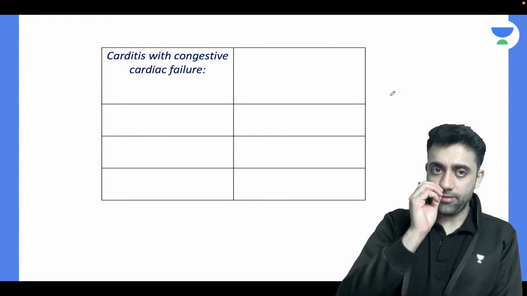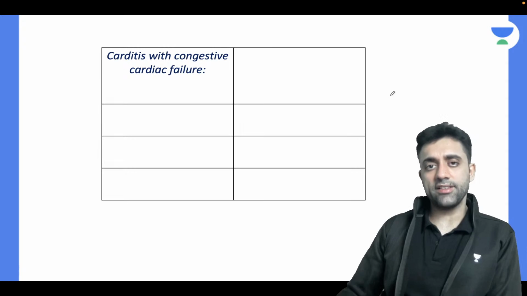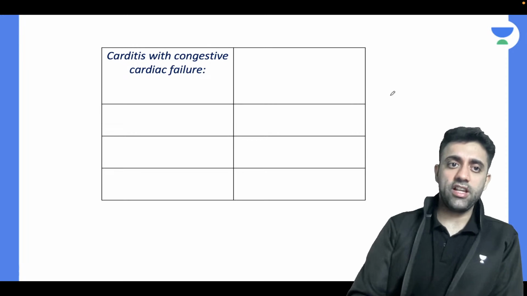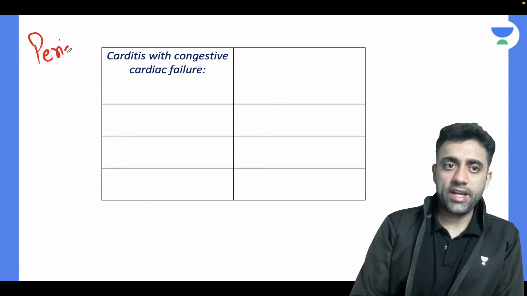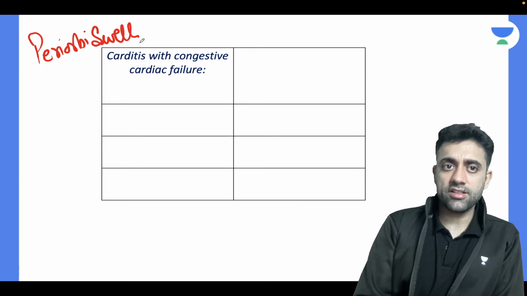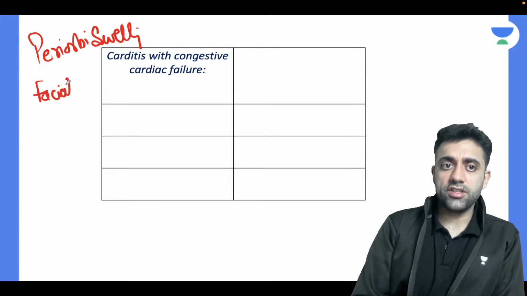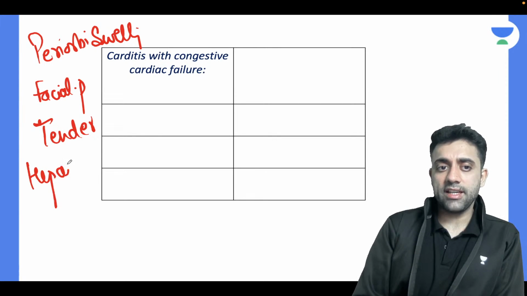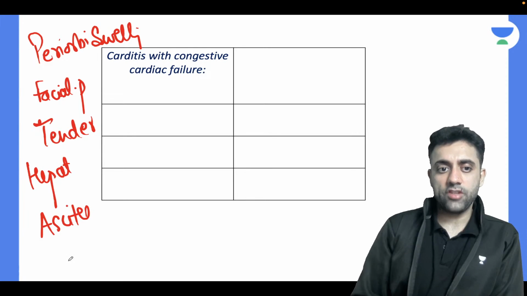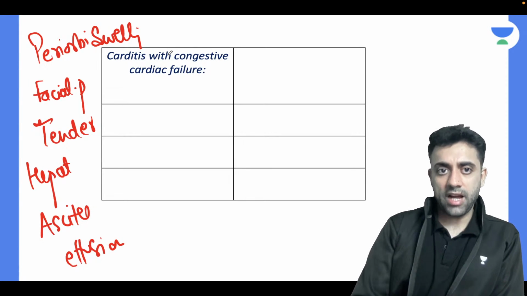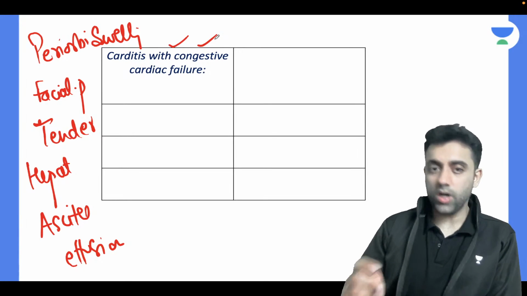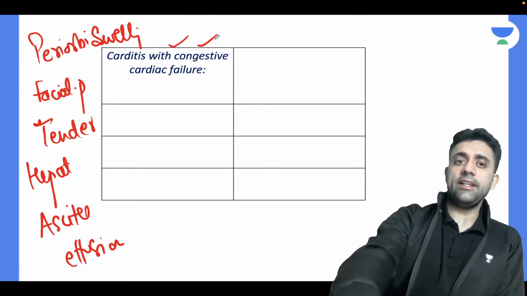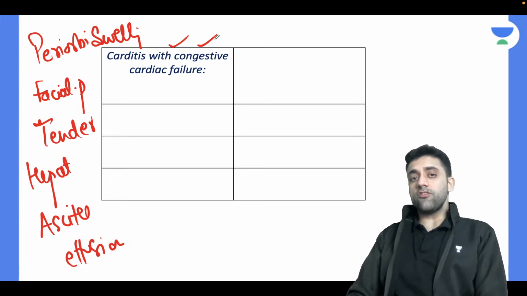Next, the same thing I have told you. If the patient has carditis, remember carditis, polyarthritis. If the patient has carditis with features of congestive cardiac failure, features meaning periorbital swelling, facial puffiness, tender hepatomegaly, ascites, effusion. Any patient with features of carditis with congestive cardiac failure, what is the drug of choice? In that case, you will give corticosteroids. That is the first point.